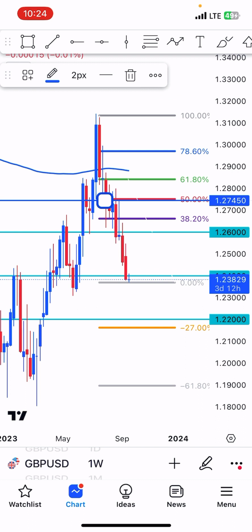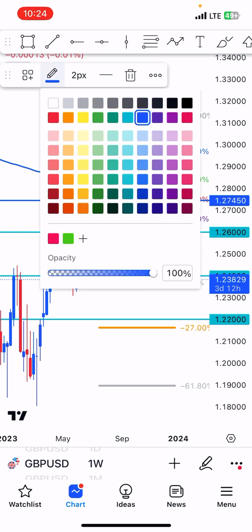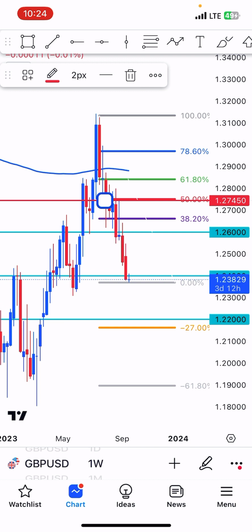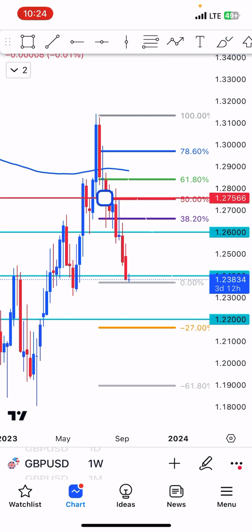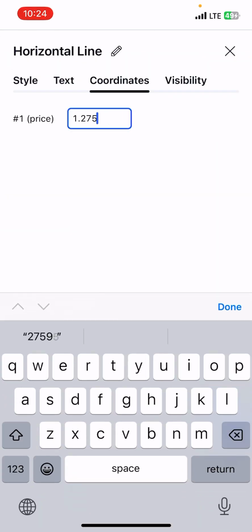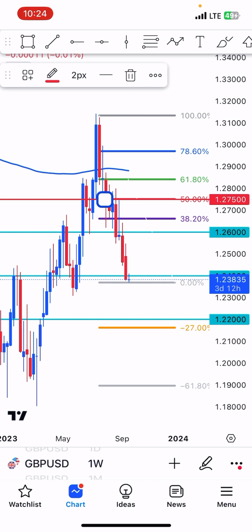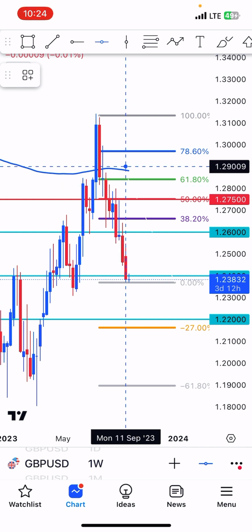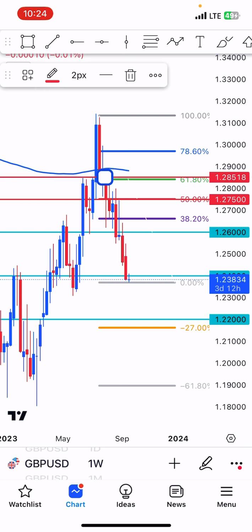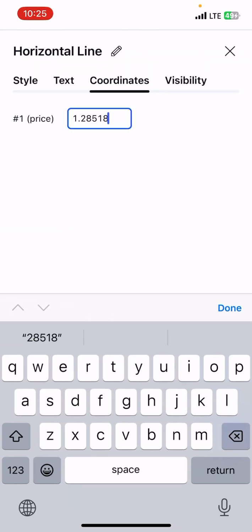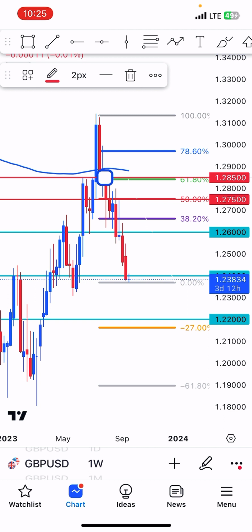Change the color to red. Yes, fib levels 50%. For me, I will plot the fib levels using the psychological levels. So this is 1.2750. You see, it matches accurately with the 50% fib and the 61% fib. I will plot it like so, and that will be 1.2850. You see, they are perfectly aligned.